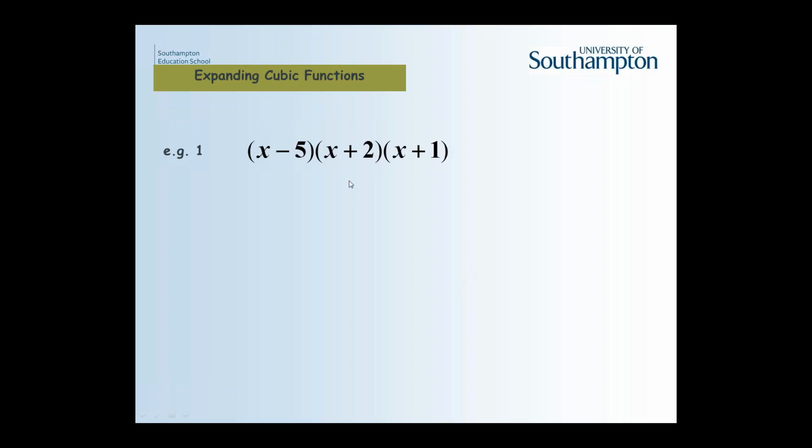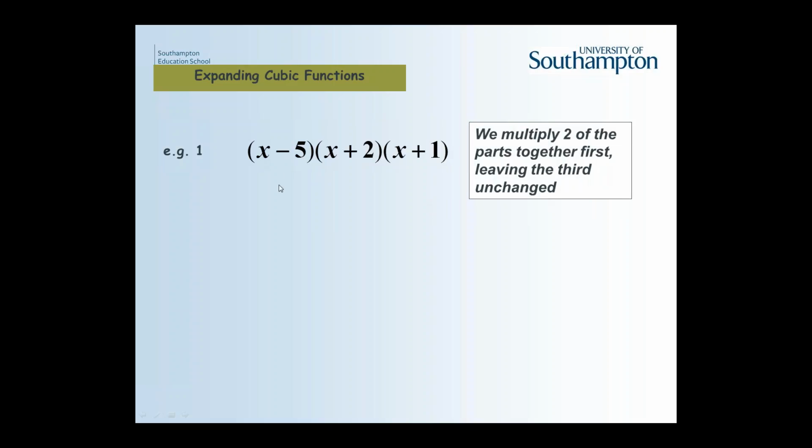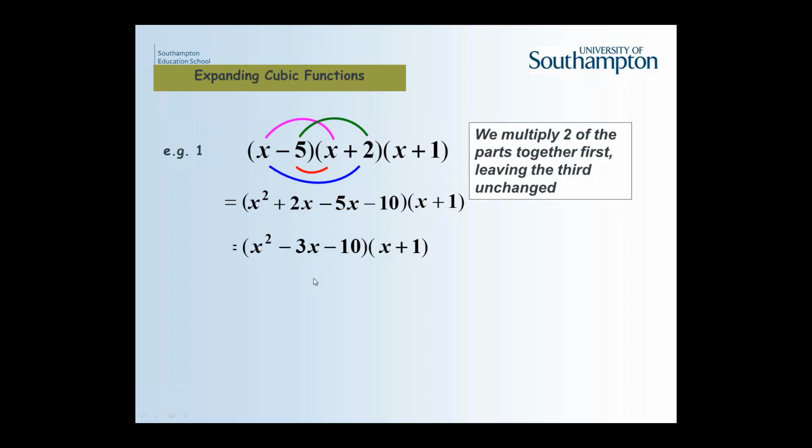So, to expand a cubic, expand two brackets. It doesn't matter which ones you choose, but just choose two of them and expand those together to create a new bracket. So x squared plus 2x minus 5x minus 10 multiplied by x plus 1. Generally, we collect that together. So we've got x squared minus 3x minus 10 and x plus 1. Now, you just have to take care because, like we did here with the 2, and we multiply every bit by every other bit, we have to do the same.